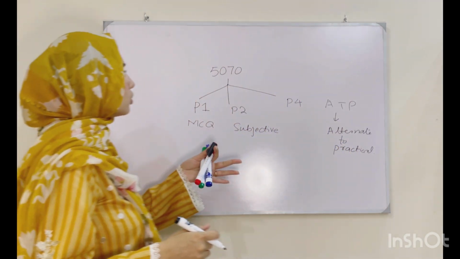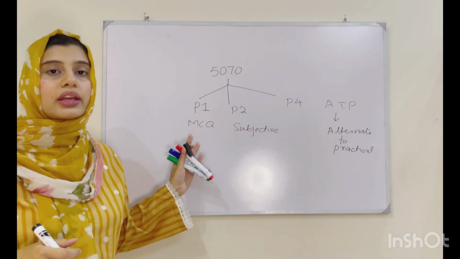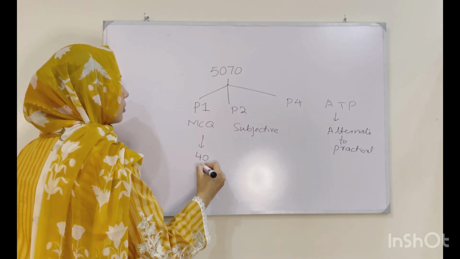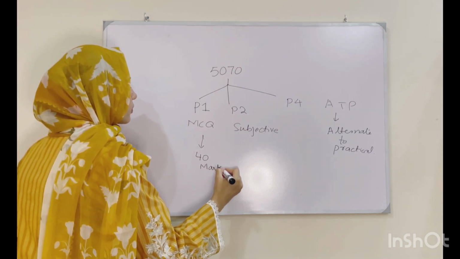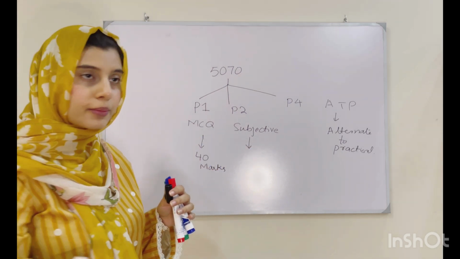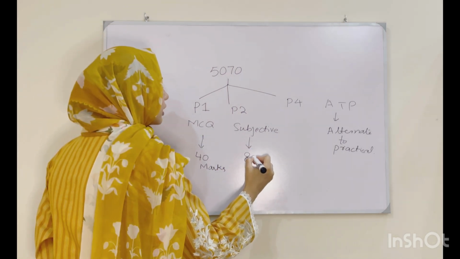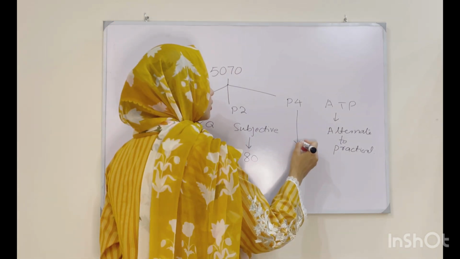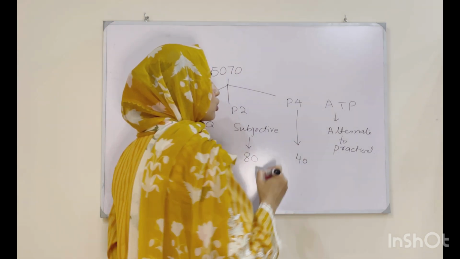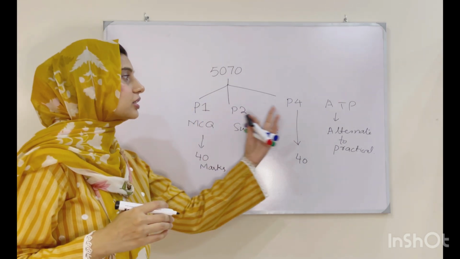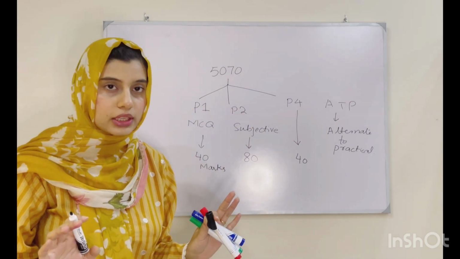Okay, so if I talk about P1, the MCQ based paper, it is of 40 marks. If I talk about P2, the subjective type paper, it is of 80 marks. And if I talk about P4, which is alternate to practical, it is also of 40 marks. So which shows that every constituent is very important in this regard.